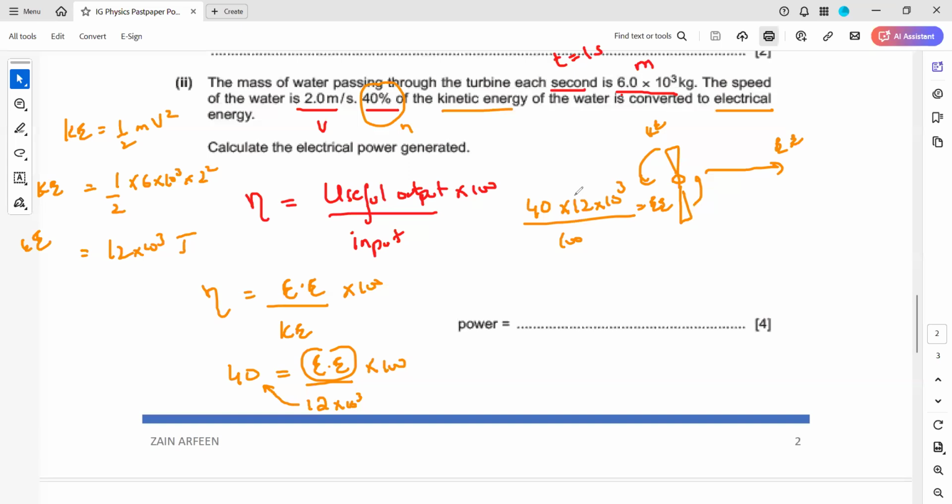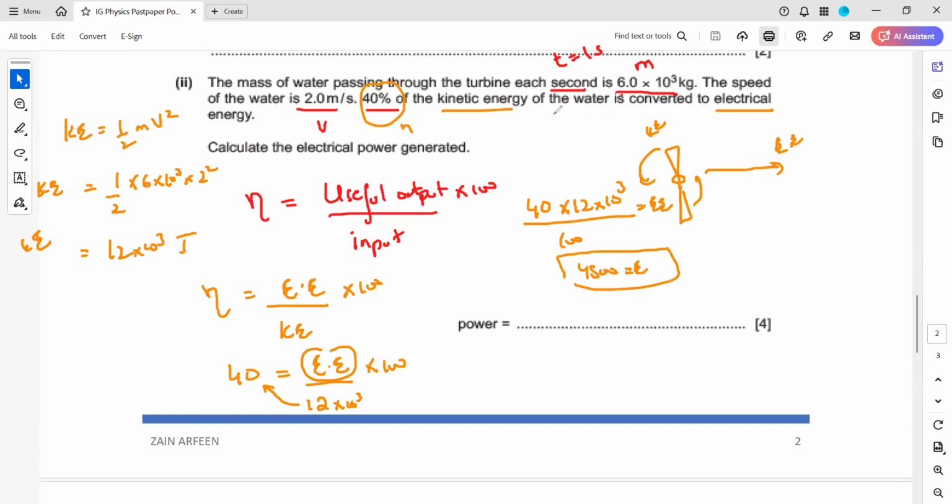Sorry, 12 into 10 to the power 3 means 12,000, times 40. Sir, 4,800. Okay. So this is 4,800 electrical energy.